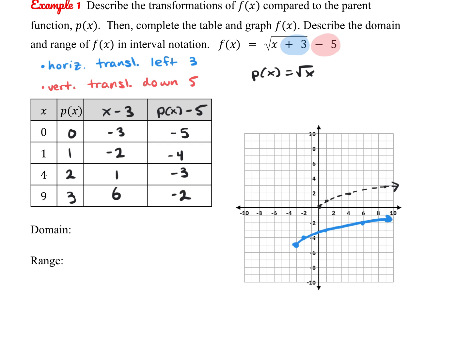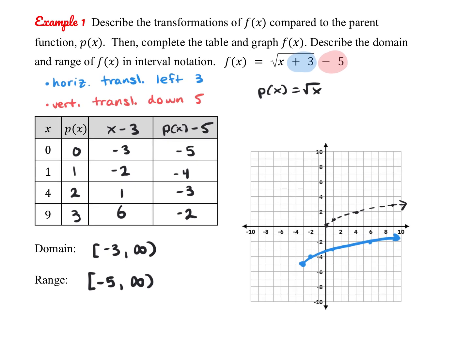So from this, we can see that our domain has also been shifted to the left 3. So our domain is going to be negative 3 to infinity, and our range has been shifted down 5. So our range is negative 5 to infinity. There you go. So again, it's super important that we know how to find our parent function coordinates, and then if you know your rules of transformations, which we've already done for 2 different types of functions, it should be easy enough to transform those coordinates.